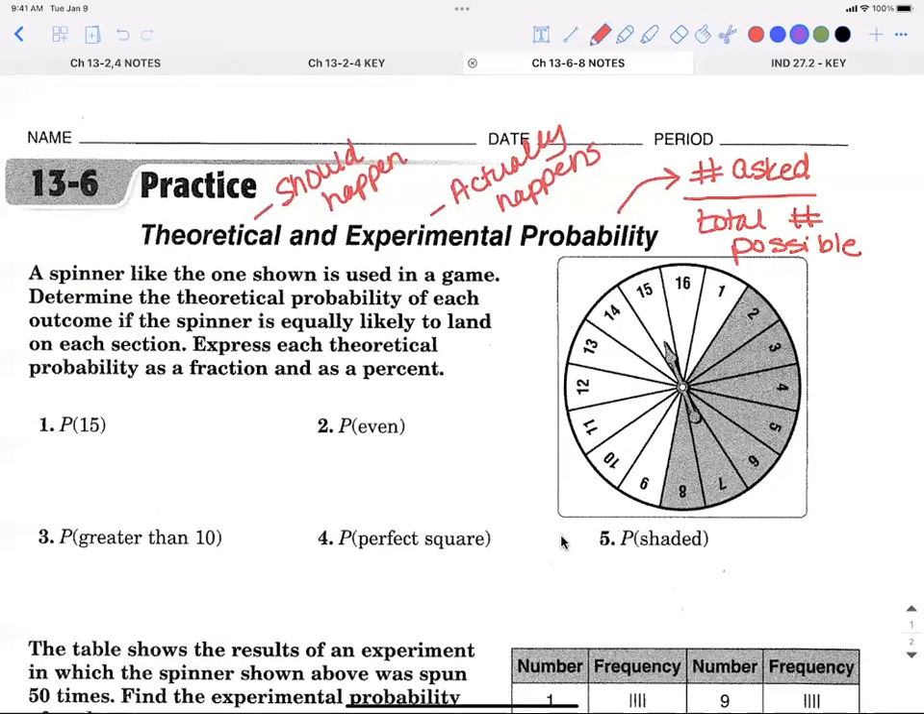So the number that you're asked about, and when you might read about it, like in the book or on iLearn, it'll say the favorable outcome. It just means the one that you're wanting, right? So if you're asking about heads, that's the favorable outcome because that's the one you want. So it's the favorable outcome, or what you're asked about, over the total number possible.